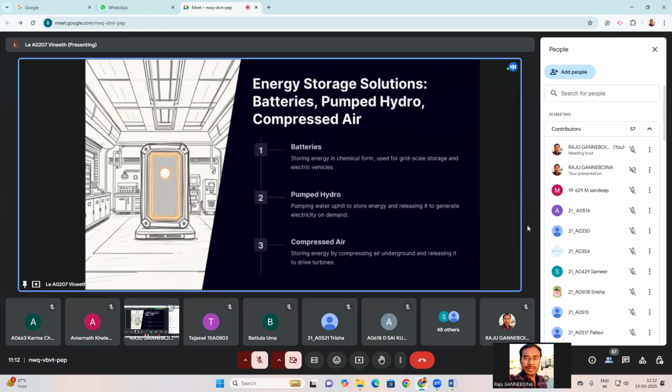As for batteries, we all know batteries that are already in our phones, batteries that we use in everyday life. Here, the energy is stored in chemical form. The chemical energy is converted into electrical energy that we use for our loads.